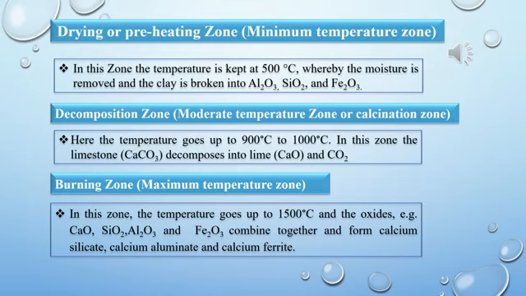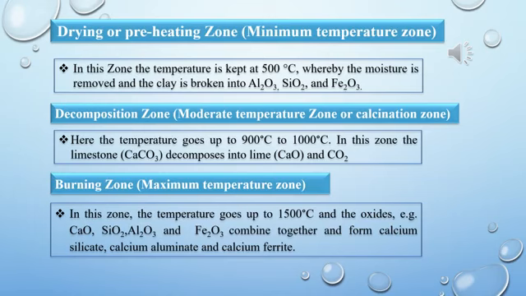Now, the last temperature zone is the burning zone, which is the maximum temperature zone. In this zone, the temperature goes up to 1500 degrees centigrade and the oxides, for example, calcium oxide, silicon dioxide, aluminum oxide and iron oxide combine together and form calcium silicate, calcium aluminate and calcium ferrite.